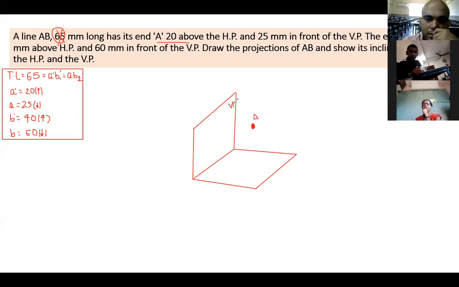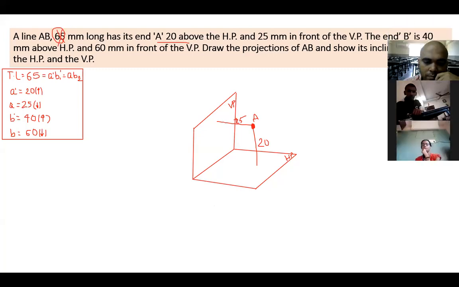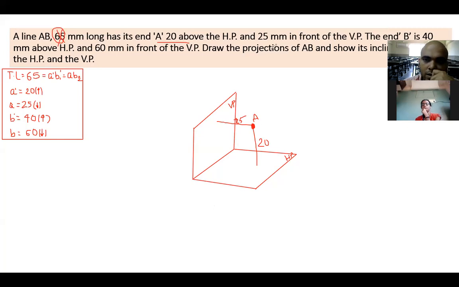This is your vertical plane and this is the horizontal plane. Now I am telling you that point A is 20 mm above, and 25 mm in front. Is it clear? 20 mm above and 25 mm in front. Now just let me know where you will be able to see the 25 mm. On HP. Let me show from another line, so this 25 mm will be seen here, right?